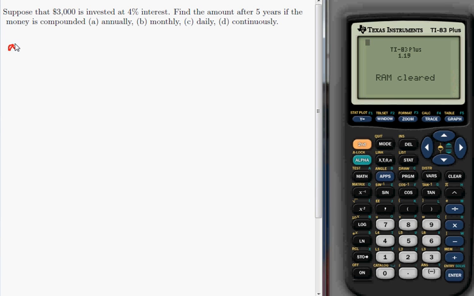First, if it's compounded annually, the formula is that the amount is equal to P times (1 plus r over n) to the nt. And in our case, this would be 3,000 times (1 plus 0.04 over 1) to the 4 times 1 power.